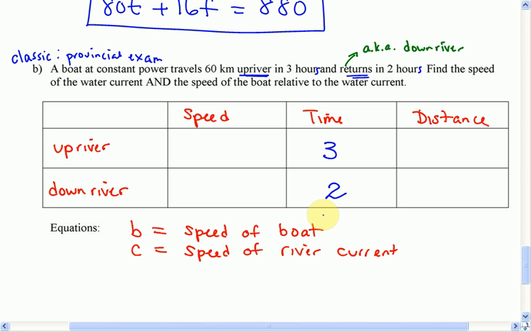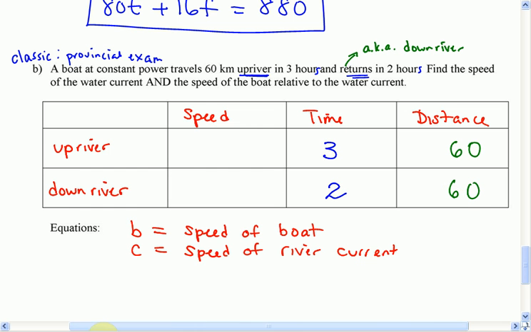That's right. So listen up, ladies and gentlemen. The distance going upriver is 60, but so is the distance going downriver, right? It's also 60, because if you go up 60, you've got to go down 60. There's no other path. Now, you saved the best for last.